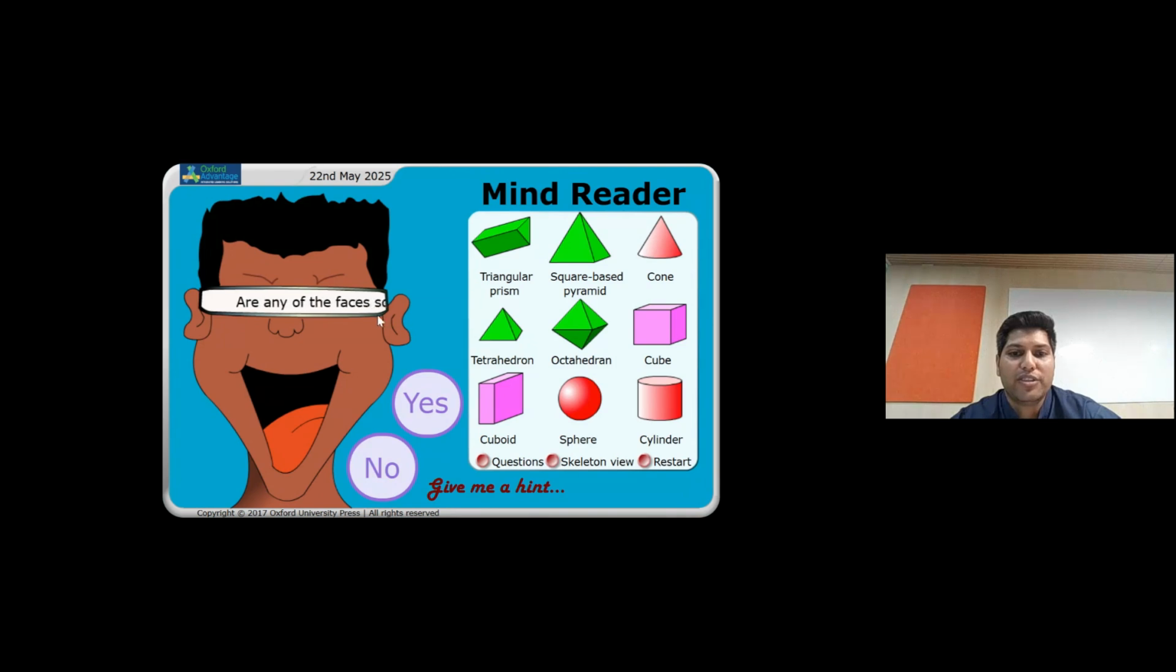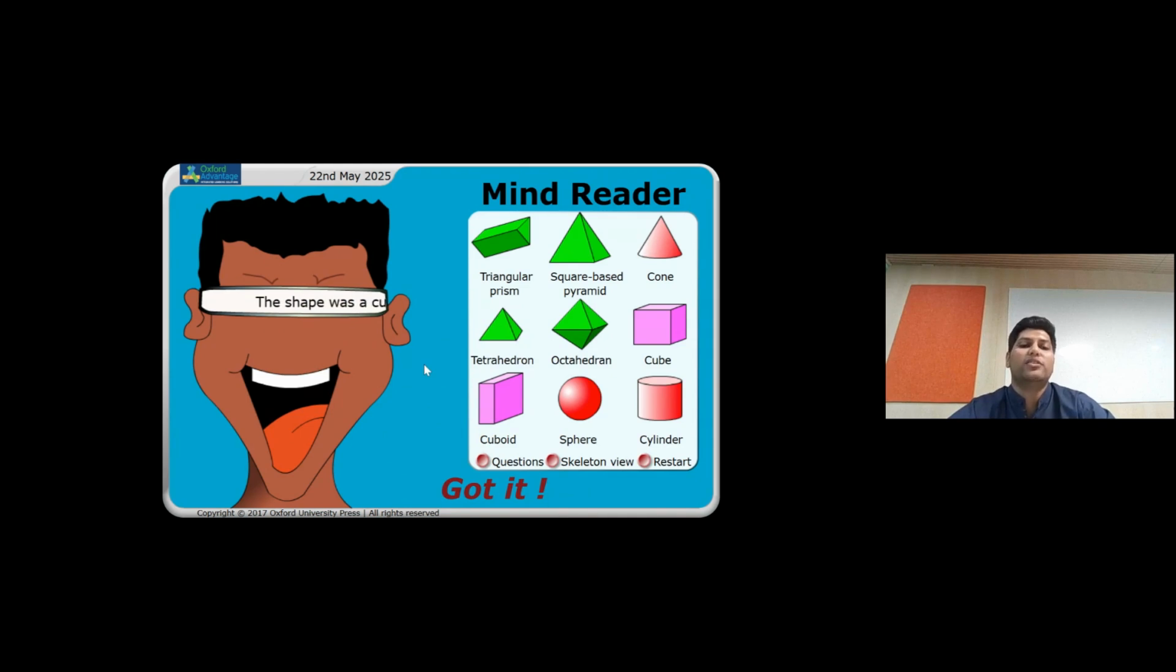Are any of the faces square or rectangular? Yes, square. So we will select yes. Are all the faces identical? So yes, we will select yes. And then now it will throw you the answer. The shape was a cube.